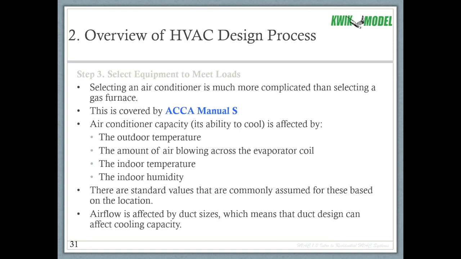Okay, for outdoor temperature, indoor temperature, and indoor humidity, there are standard numbers that are commonly used, set by ACCA and set by code. So those are fairly standard. The airflow is very important, and what sets the airflow is how you design the ducts, and that's what we're going to do. So the fact that we're designing the ducts to maintain a good airflow is what makes residential HVAC design work.